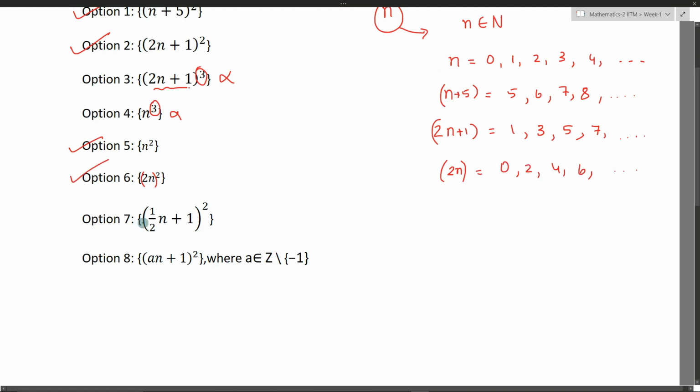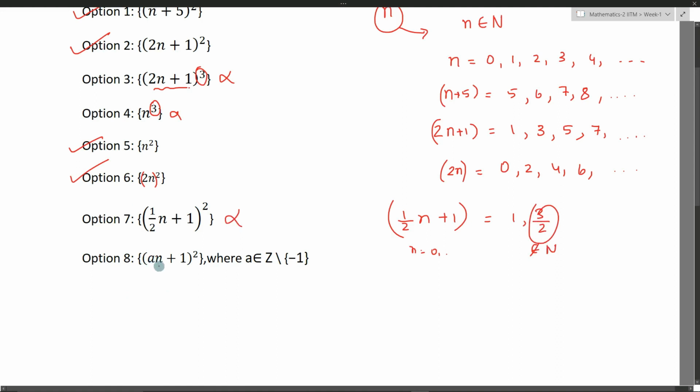So option 7, I have 1 by 2n plus 1. If I substitute n is equal to 0, 1, 2, 3, what will be the sequence I'll get? If I substitute 0, I'll have 1. If I substitute 1, I'll have 3 by 2. This is not in n. This does not belong to n. So this option is wrong.